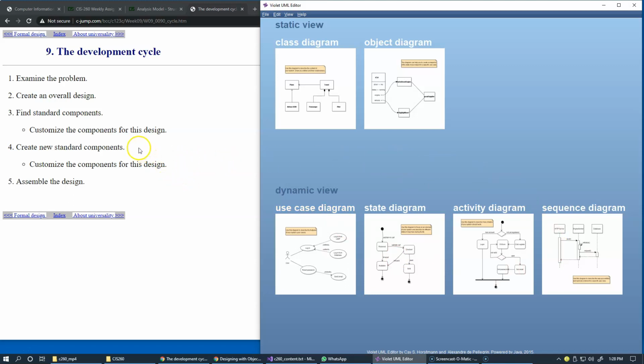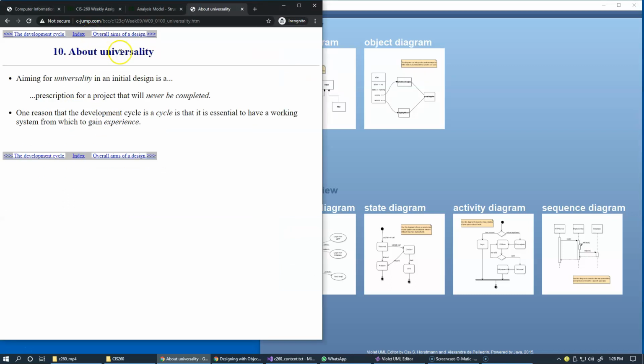Then we need to identify components, which could be components of classes and individual classes. Then we need to add more of these components and assemble the entire design. And this is a highly iterative process, because as we discover new components, we need to re-examine the problem and may also review some of the design decisions that we have already completed.